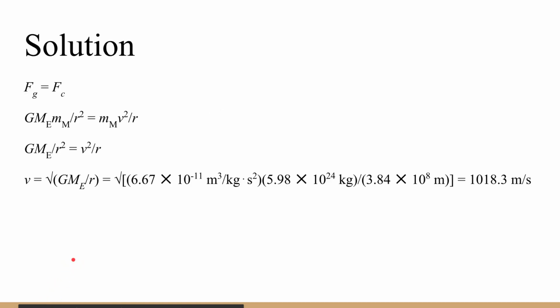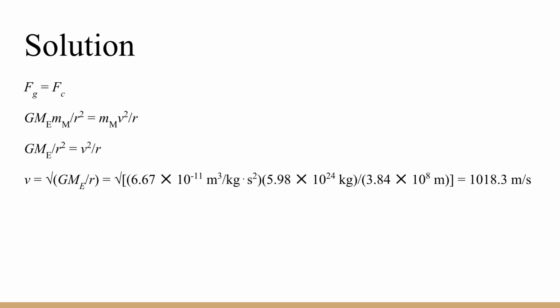So in this example, Fg will equal Fc. Then you have G Me Mm over r squared equals Mm v squared over r. And if you notice, the moon's mass cancels out. We don't even need the mass of the moon. We only need the mass of Earth. So you can cancel out one of the r's, take out the square from the left, and take out the entire r from the right. And then you get v squared equals G Me over r, or v equals square root of G Me over r.